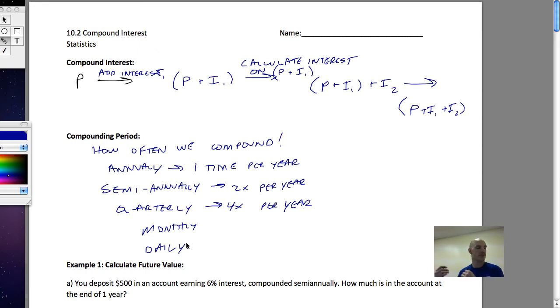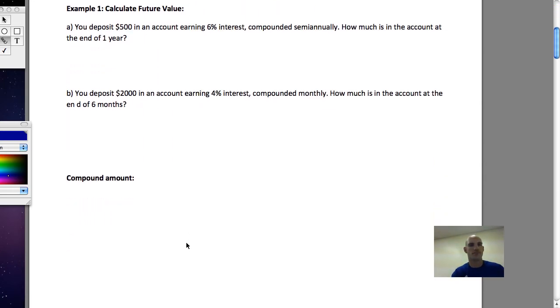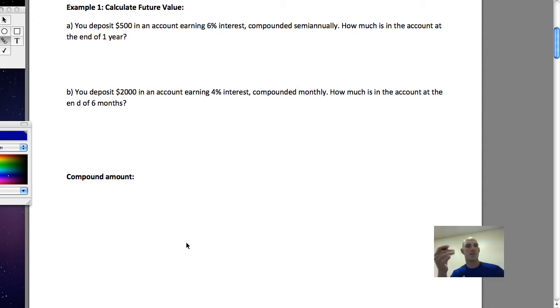So when we calculate the future value, we need to figure out what exactly we're going to be looking at. We deposit $500 in an account earning 6% interest compounded semi-annually. How much is the account at the end of 1 year? Well, if we look at what this actually means, we have a couple of ways that we look at this. How does it work? Well, let's think about this logically.